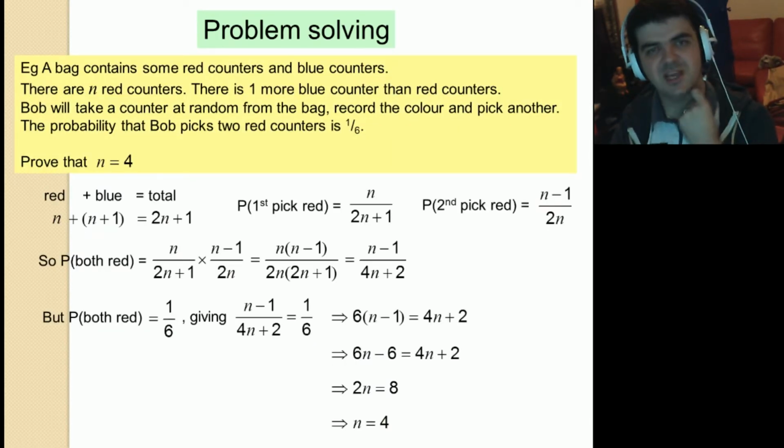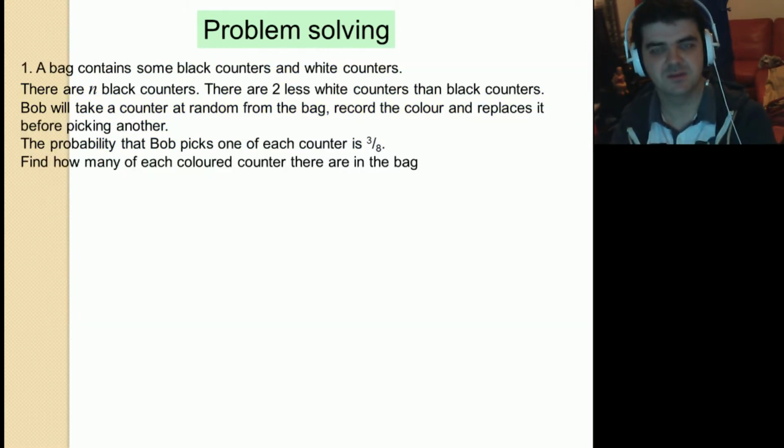I'm going to put the second one up, although I'm hesitant. Don't be spending too long on it if you don't get it. But there's your question, and your solutions are as follows.